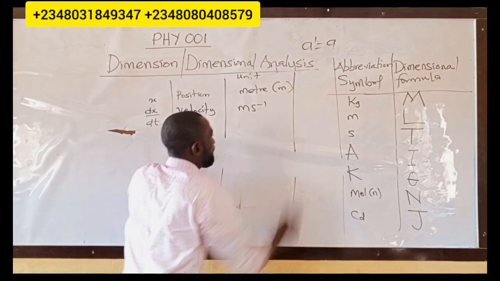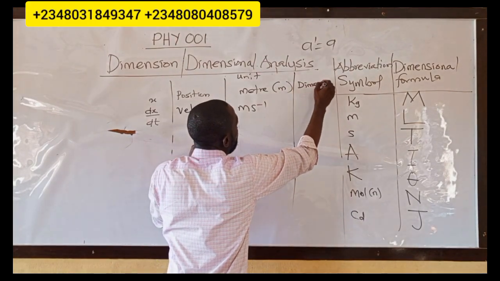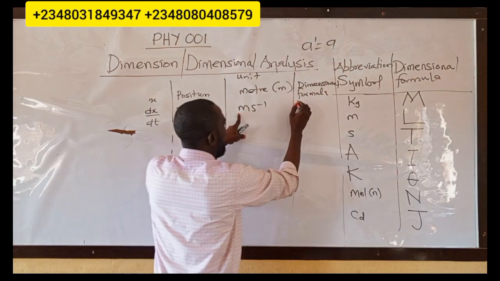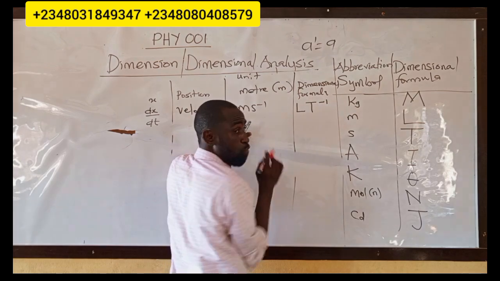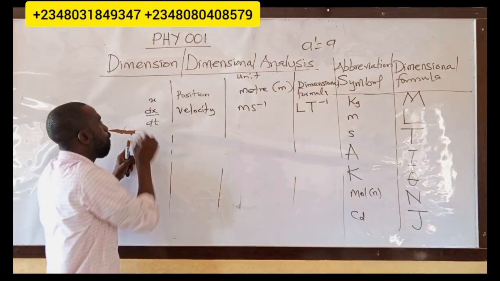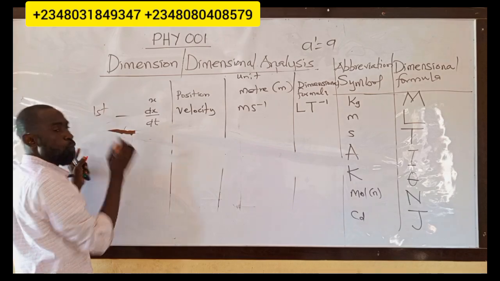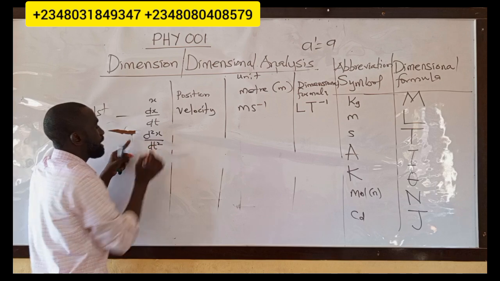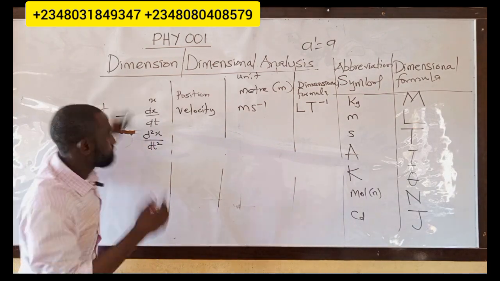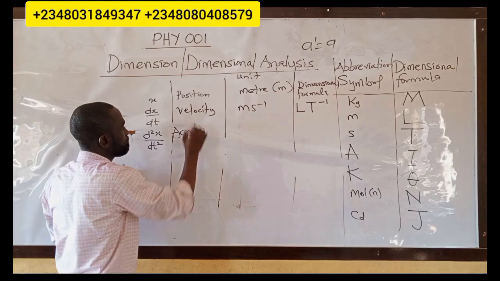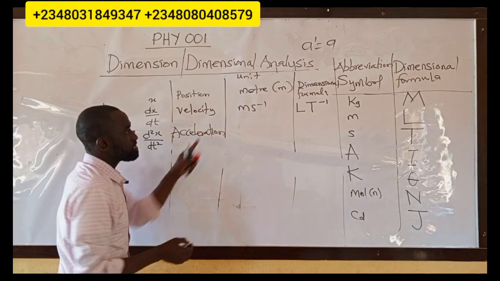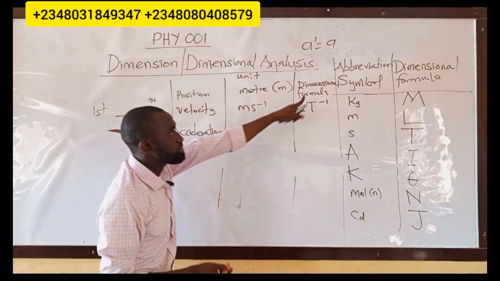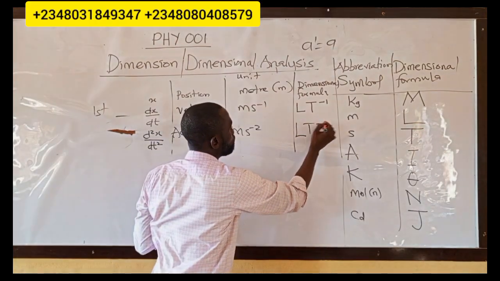So what is the dimension of meter per second? We've done that. The dimensional formula will give us LT raised to minus 1 for velocity. Now, this is the first derivative. What about the second derivative, meaning d square x all over dt square? When we differentiate this function twice, we have what we call acceleration. What is the unit of acceleration? Meters per second square. What is the dimensional formula? LT raised to power minus 2.